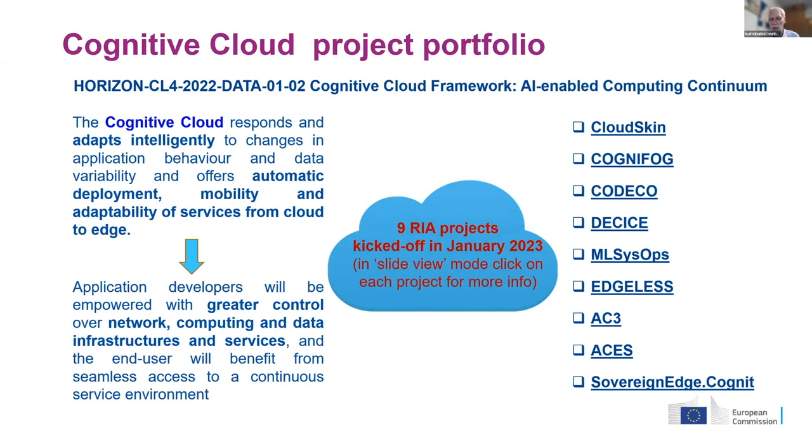So there's no cross coordination at the moment. You see the names of the project. The cognitive cloud, which responds in a very intelligent, smart, autonomous way to changes in the application and the behavior, to data variability, and offers dynamic and automatic deployment, mobility and adaptability of services from cloud to edge. This is common to all these projects, with an advantage to give more control to the application developers over network, computing and data infrastructures. So this is under the heading cognitive cloud.